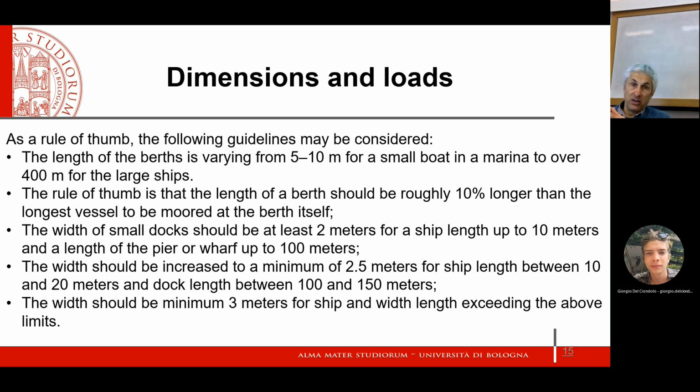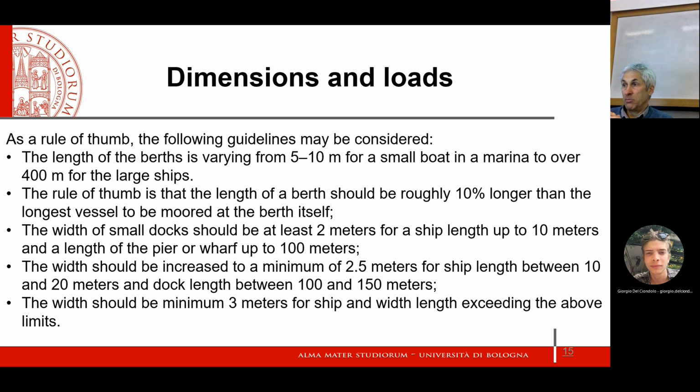The length of the berth should be roughly 10% longer than the longest vessel to be moored at the berth itself. This is a rough indication. The width of small docks, let's now focus on the width of the berth, should be at least a couple of meters for a ship length up to 10 meters, and a length of the pier or the wharf up to 100 meters. So this is the minimum width.